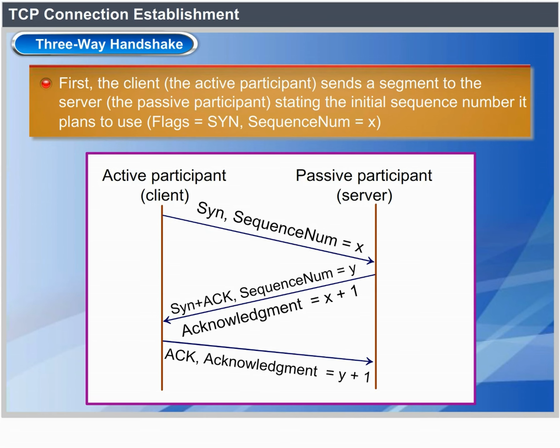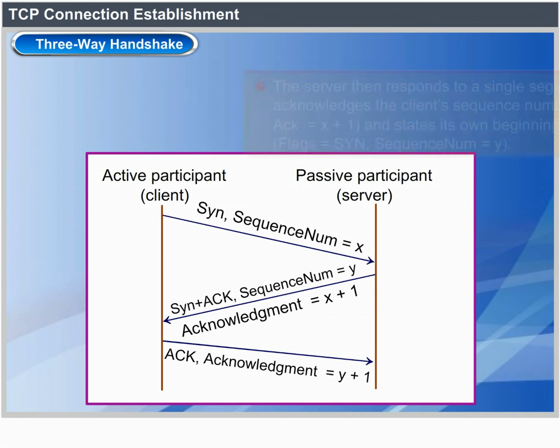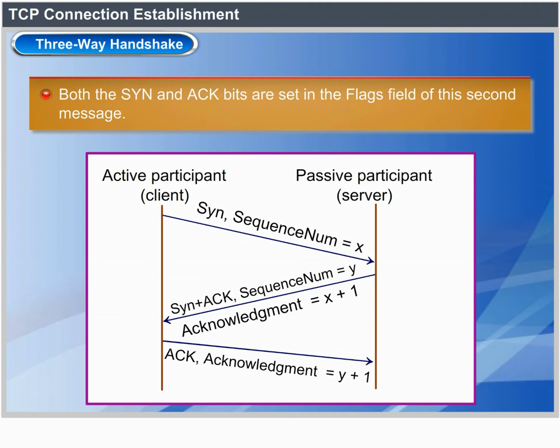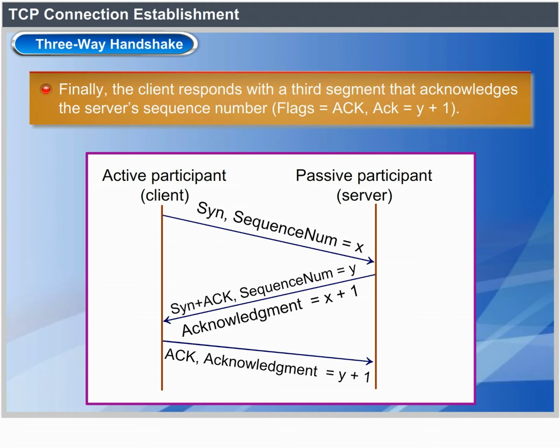The server then responds with a single segment that both acknowledges the client sequence number, flags equals ACK, ACK equals X plus 1, and states its own beginning sequence number, flags equals SYN, sequence num equals Y. Both the SYN and ACK bits are set in the flags field of this second message. Finally, the client responds with a third segment that acknowledges the server's sequence number. Flags equals ACK, ACK equals Y plus 1.